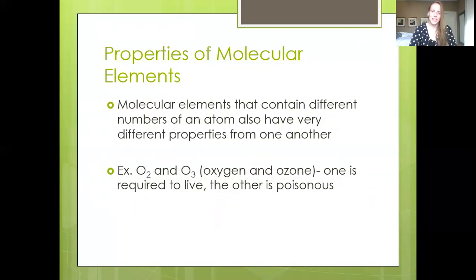So properties of molecular elements. Molecular elements contain, again, only one type of element, but the number of atoms of that element will drastically change the properties. So for example, O2, which is a diatomic molecular element, and O3, which is ozone, also a molecular element. Oxygen is what we breathe. Ozone is poisonous. So very different properties.